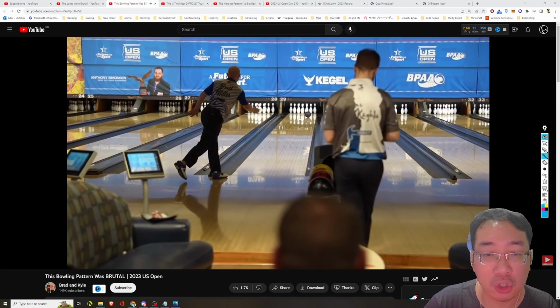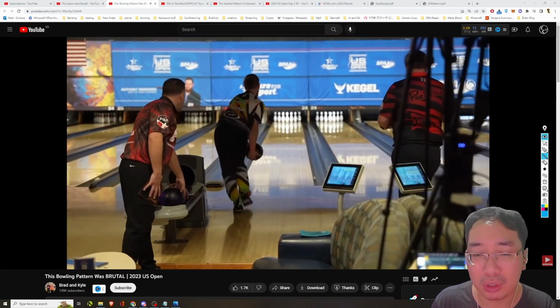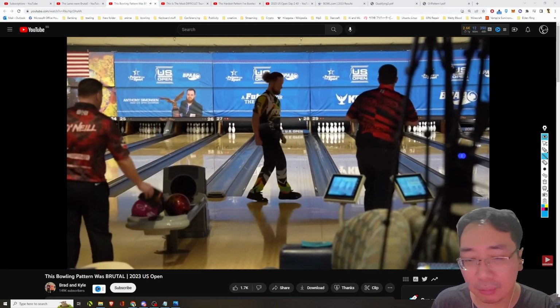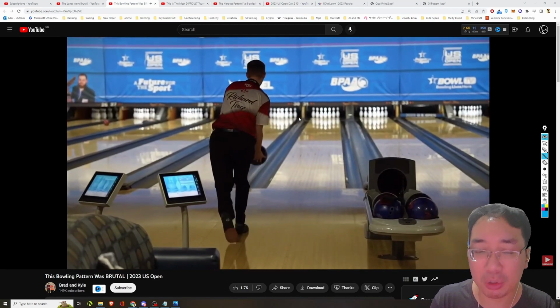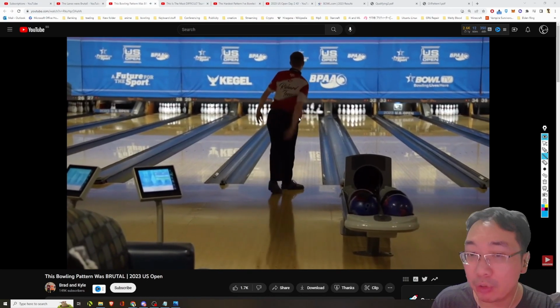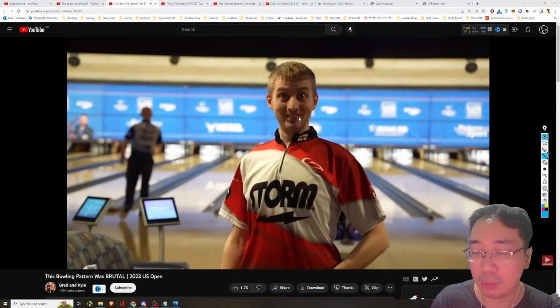So yeah, it's challenging, man. It's like you want to give it more axis rotation, but you don't dare to because you're afraid that your ball overhooks. But if you don't give it enough axis rotation, you can't get the strike. So you're stuck really grinding it out, just trying to get the ball to the pocket and picking up whatever spare there is.